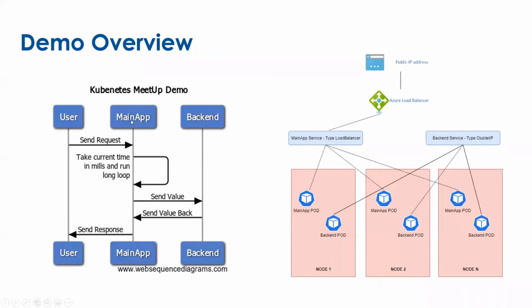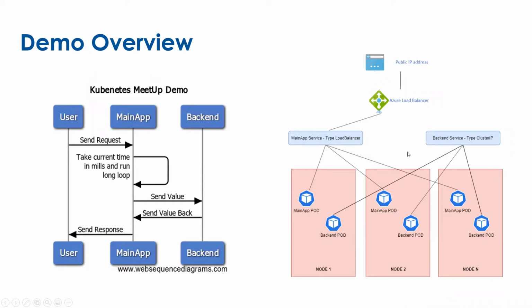The main app, though, just takes in a web request, and it runs kind of an infinite loop for a few seconds just to really load up the processor in the pod. And then once that infinite loop completes, it just sends the value to the backend, and the backend just sends it right back and then returns a response to the user. So this is kind of the demo: the main app is going to get hammered really hard and have high CPU utilization. The backend is going to have almost nothing.